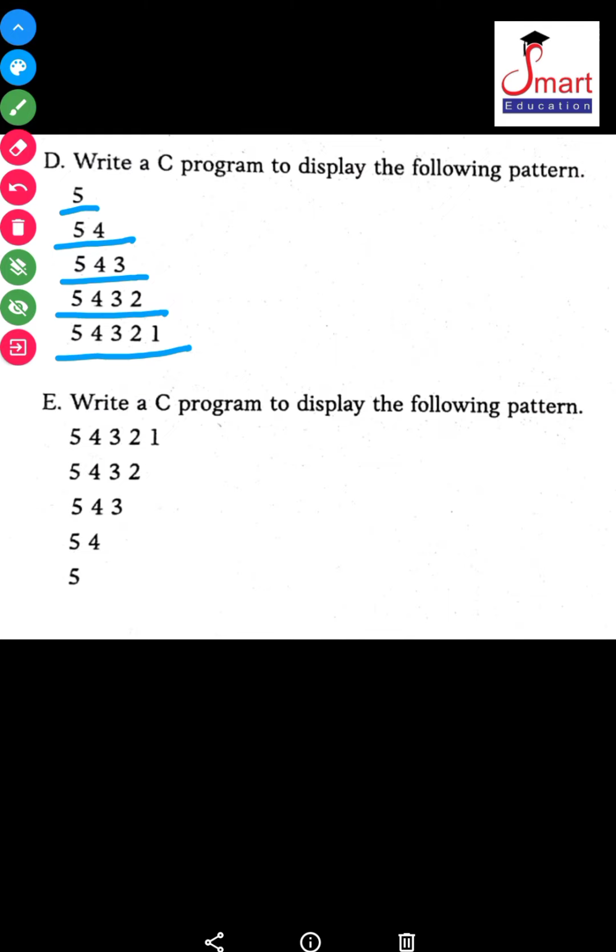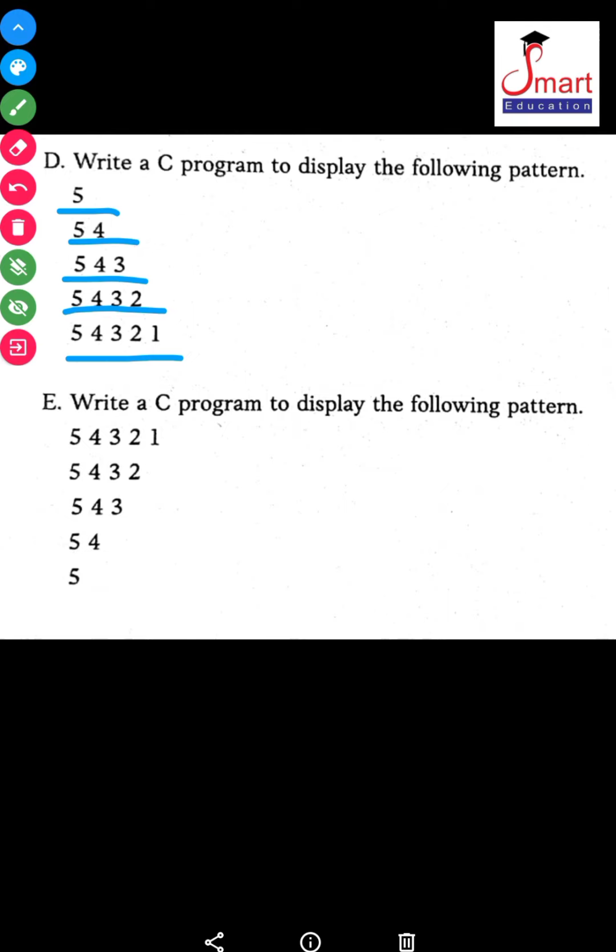And how many times we have to do the looping? 5 times. This is not a nested loop, this is a simple loop. You can see this line 1 2 3 4 5 times. That means 5 times we have to do the for loop, because this is a simple loop, not a nested loop. We will just display this pattern.